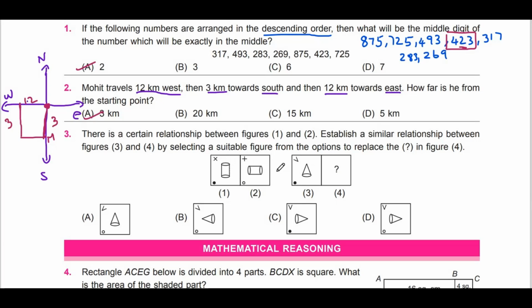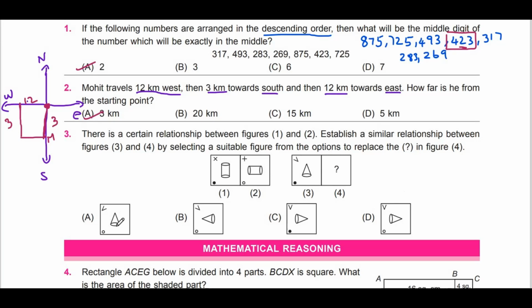So the first easy trick is the darker circle has become a lighter circle. Now let's compare figure 3 and figure 4. Here we have a cone, a V shape, and a darker circle. Here also we had a darker circle, and here also we have a darker circle. So one easy hint is the darker circle has become a lighter circle, the empty circle. So let's see which option has an empty circle.